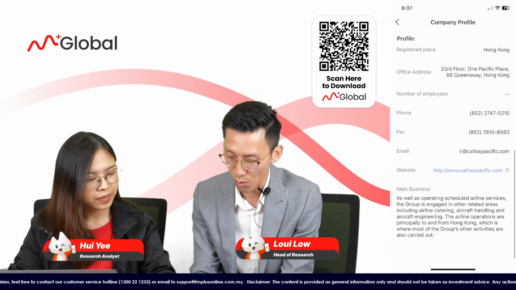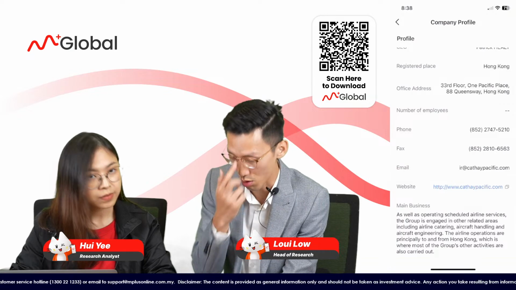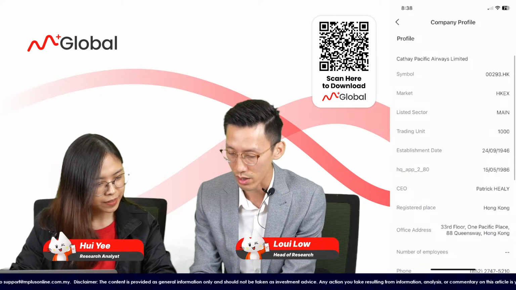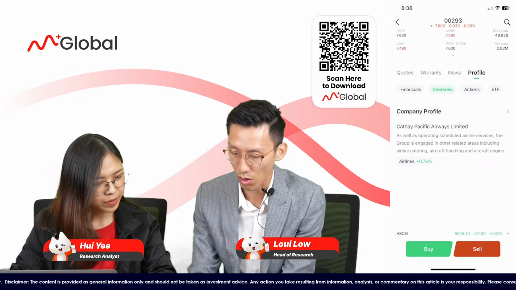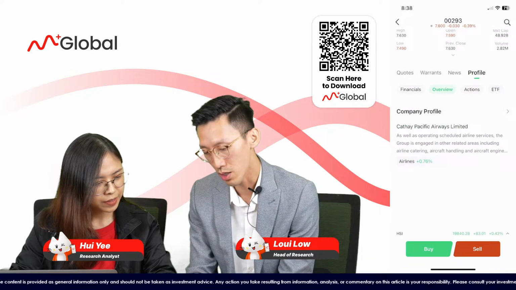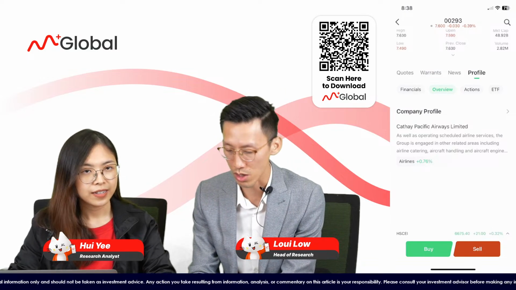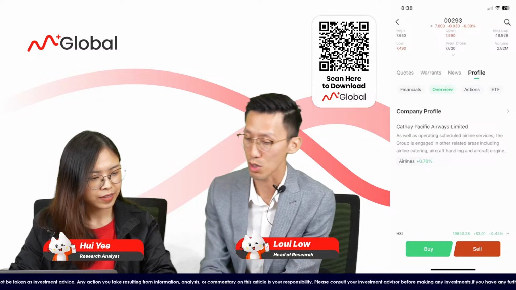Okay, so based on this, the main business you can see from the app itself is very easy to go into, and straight away you can know what this company is doing and where they are located. All these will be on your profile, inside the company profile overview, and this is within the M Plus Global app, so that is very easy to use and very user friendly to find out what information you want.